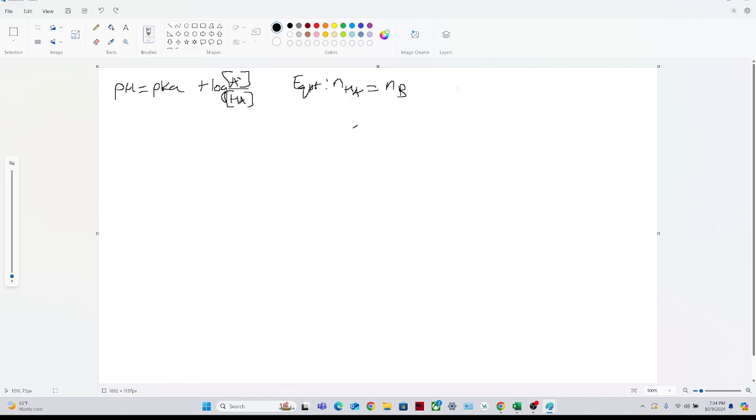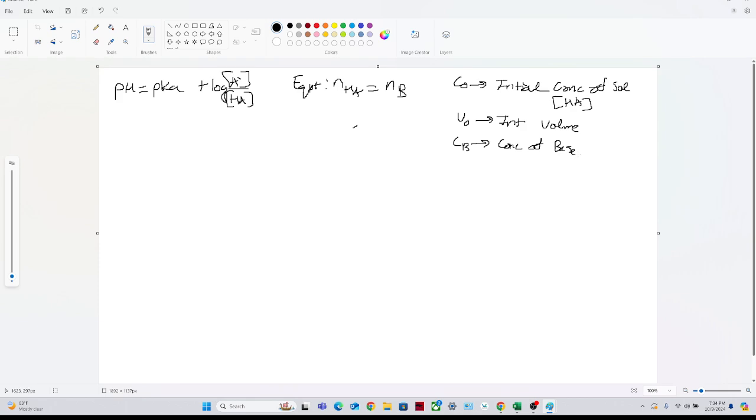Well, I'm going to begin by defining a few terms. C0 is the initial concentration of my solution, in particular of my acid, so of HA. Secondly, V0 is my initial volume. Cb is the concentration of my titrant, in this case my base, so concentration of base.